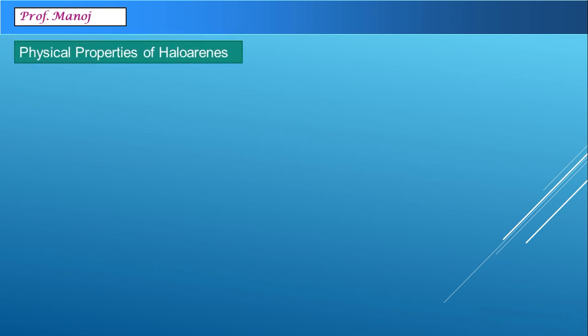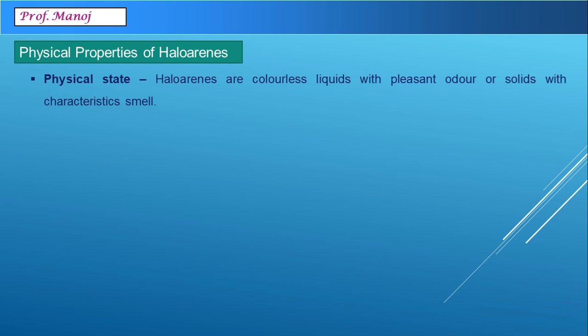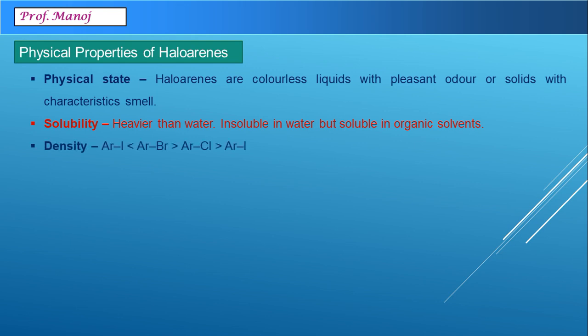Since we have completed the methods of preparation, now let us turn to physical properties of haloarenes. Haloarenes are colorless liquids or solids with a pleasant, characteristic odor. These are quite heavier than water. That's why they are insoluble in water, but they are soluble in organic solvents. Their density does not follow a proper rule. It is aromatic iodide, less than bromide, greater than chloride, and less than fluoride.